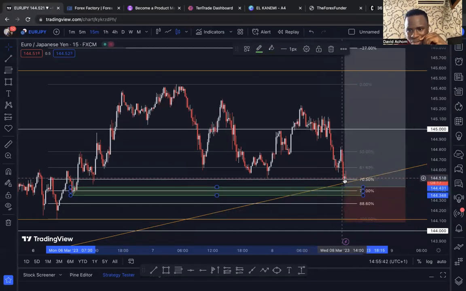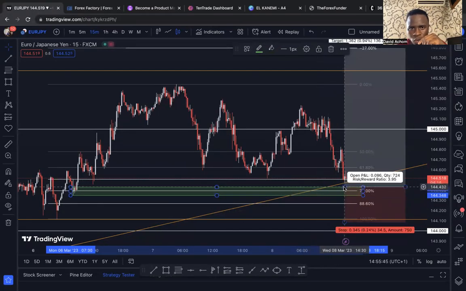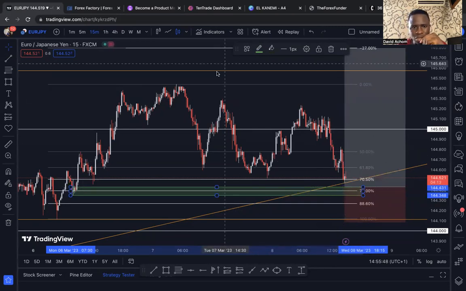So this is a Fibonacci level, 70.5. And guess what? We saw a weak rejection. An indecision candle formed there.